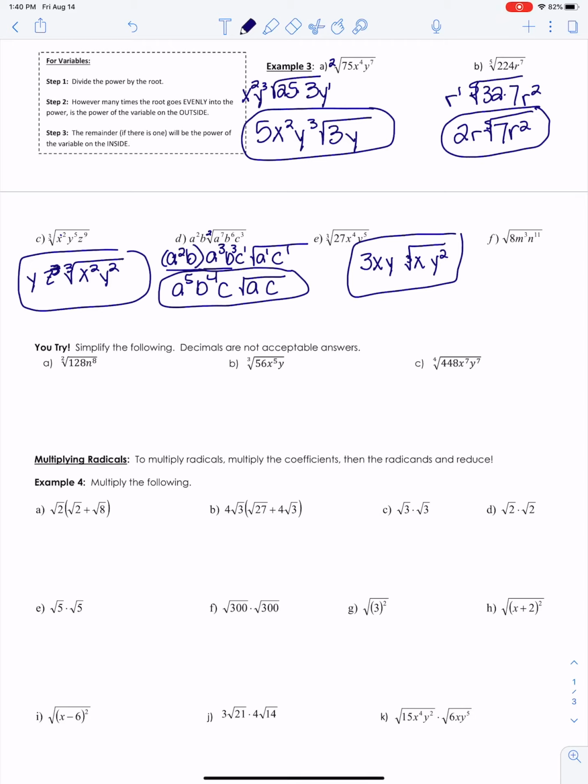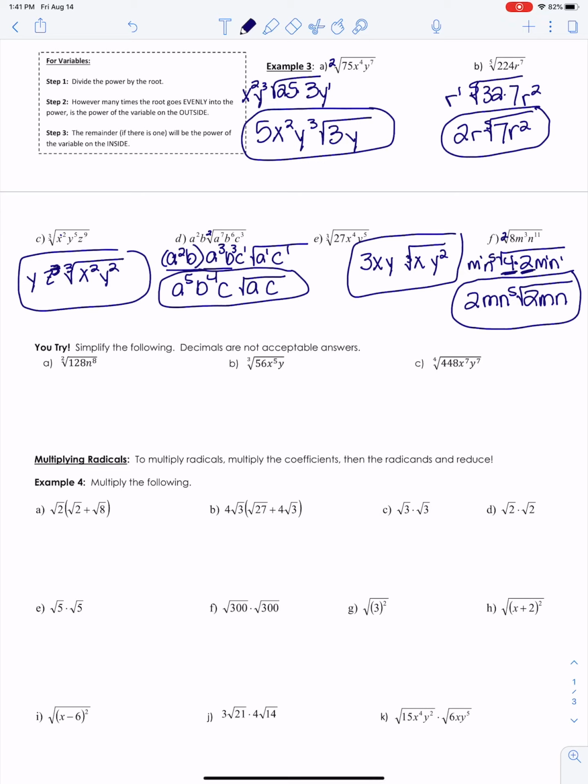Okay, for F, we've got the square root of 8m to the third n to the 11th. So if we fix the 8, 4 is a perfect square, 4 times 2. If I go ahead and do my m's, remember our index is 2. 2 goes into 3 once, and I have a remainder of 1. 2 will go into 11 for the n 5 times with a remainder of 1. So when I clean this up, the square root of 4 turns into a 2, so 2 comes to the outside. I have 2m to the 5th, and the square root, so this 2 stays on the inside, mn.